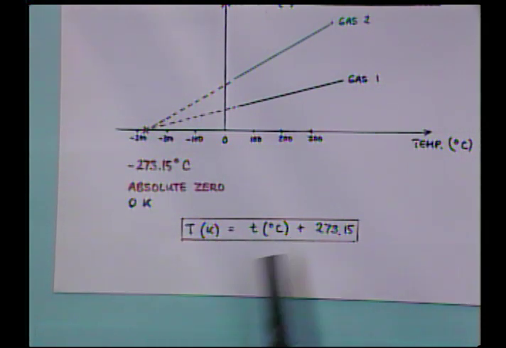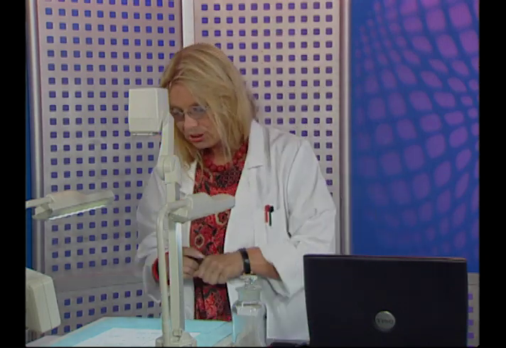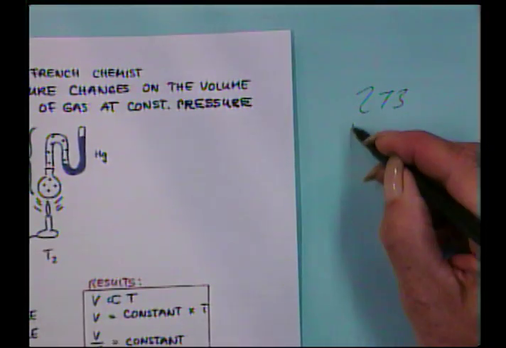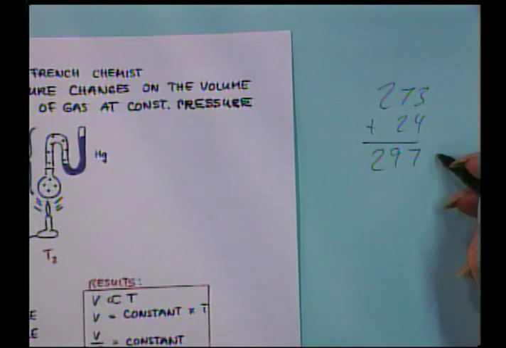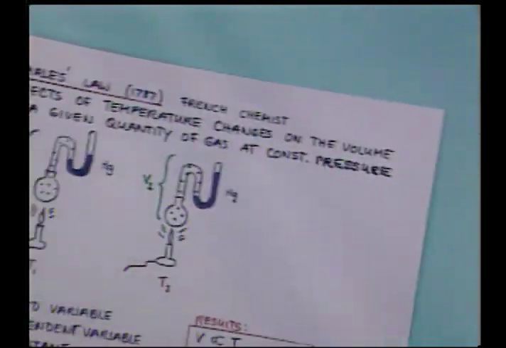So in order to go from one to another, all we have to do is add 273 degrees roughly to our centigrade scale. So if I have a temperature of 24 degrees here in the studio, plus 273, and how much is that? Well, that shouldn't be difficult. 273 plus 24 is 297 K. Remember, we don't use that little degree sign. That's not allowed. So we have now covered Charles' law.